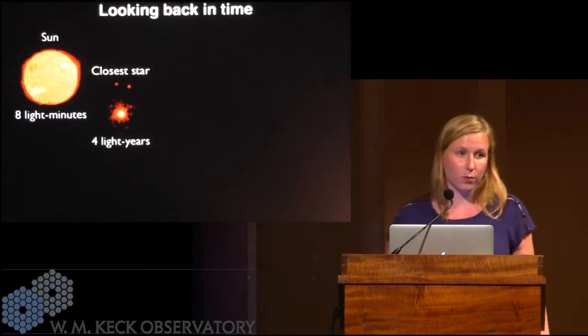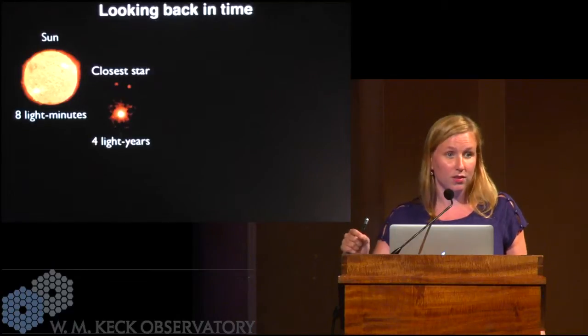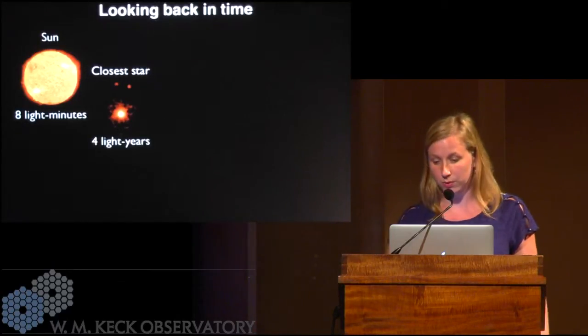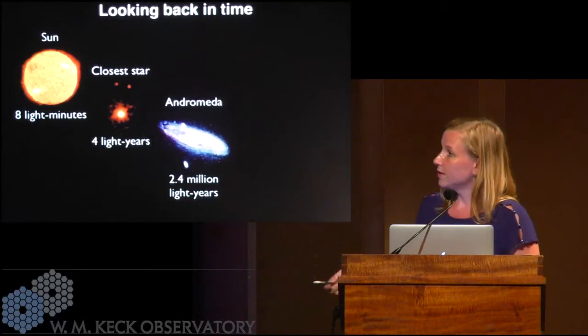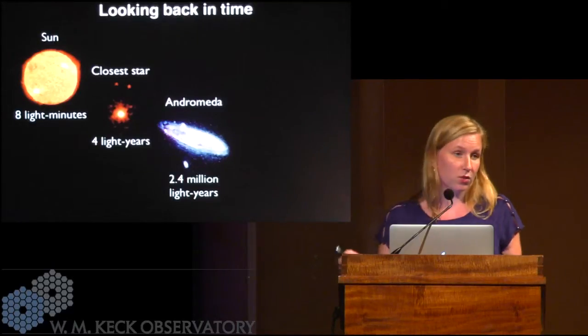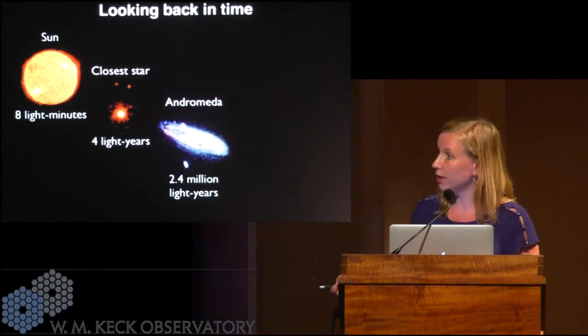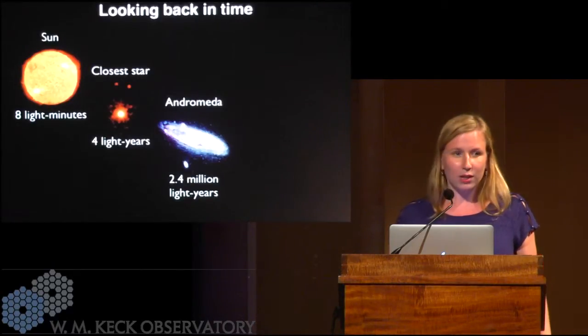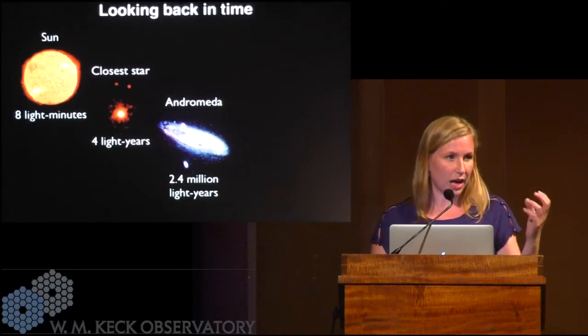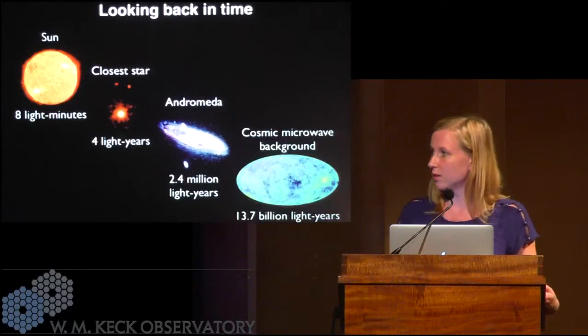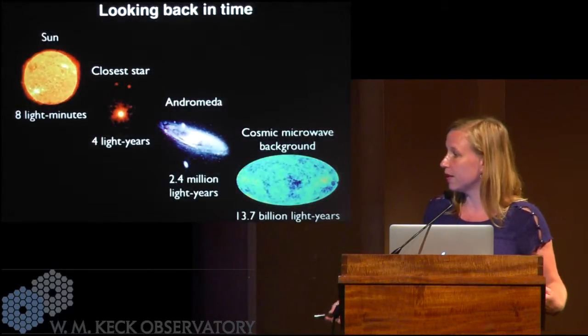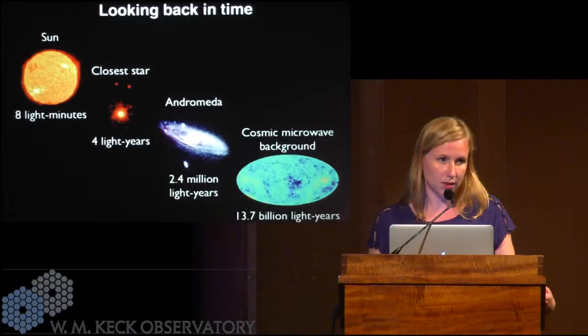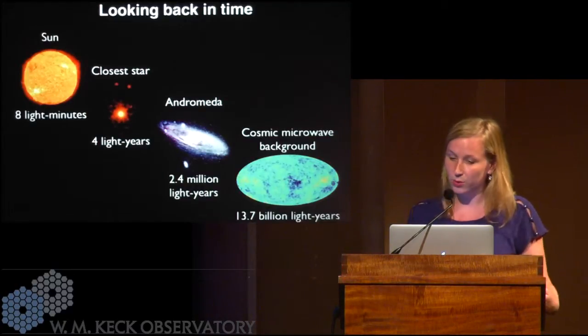The closest star is 4 light years away, which means that we see that star how it was 4 years ago. Same for Andromeda. We don't see Andromeda at this moment. We see Andromeda how it looked 2.4 million years ago. And we can look as far back as the afterglow of the Big Bang. We can look as far back as 13.7 billion years in time, when the universe was still very smooth.